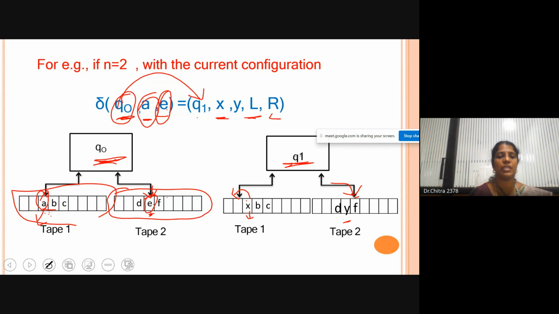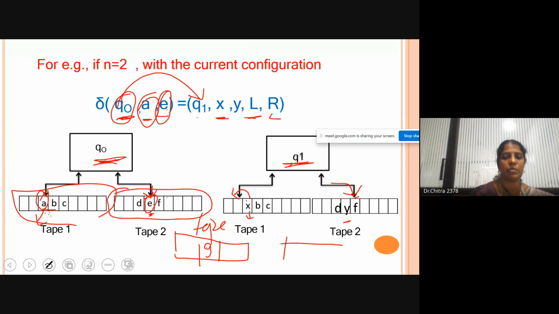Suppose three inputs are there. Here only two tapes are there. Again, I am including one more tape, tape 3. On tape 3, I am going to convert G into H. And if I move right, the position move right means we should include that also. Initially, Q0, A and E is there.